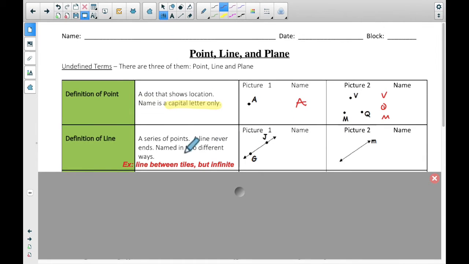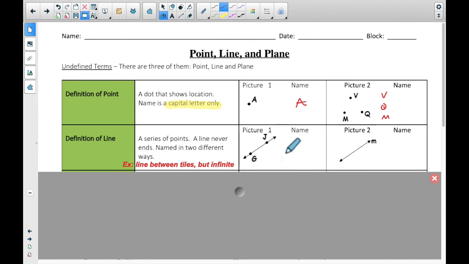Okay, how about a line? Well, a line is a series of points. It never ends, it's infinite. It is named in two different ways. So for example, if you looked on the floor and you had tile on your floor, there would be a line that goes between those tiles. Same kind of thing, but it goes on forever and ever and ever. And so a line goes on forever. It always has at least 2 points.